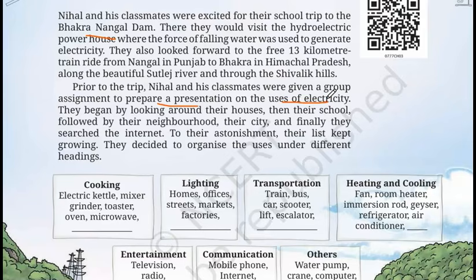So what do they do? They began looking around. Where? In their houses. Okay, then they looked around in their school, in their neighborhood, in their city. Okay, and finally they also searched on the internet, and to their surprise they found the list growing and growing. Every time they would look at some place, they would find something new adding to their list. So now they thought to organize it under different headings. Okay, so let us see how they organized it.